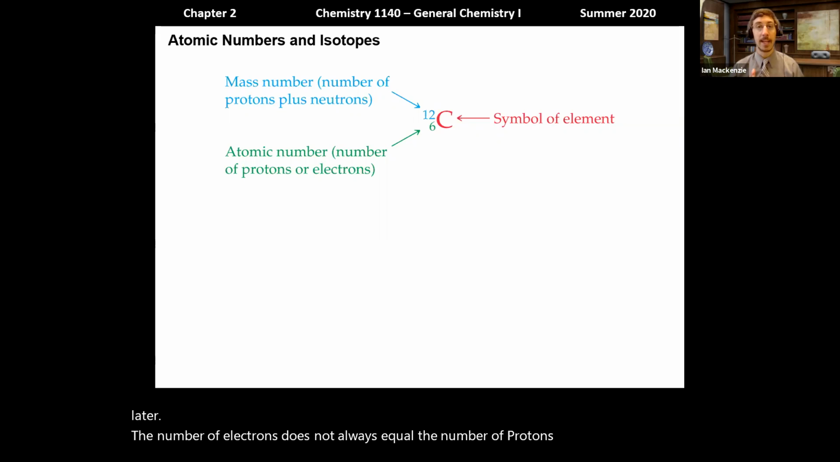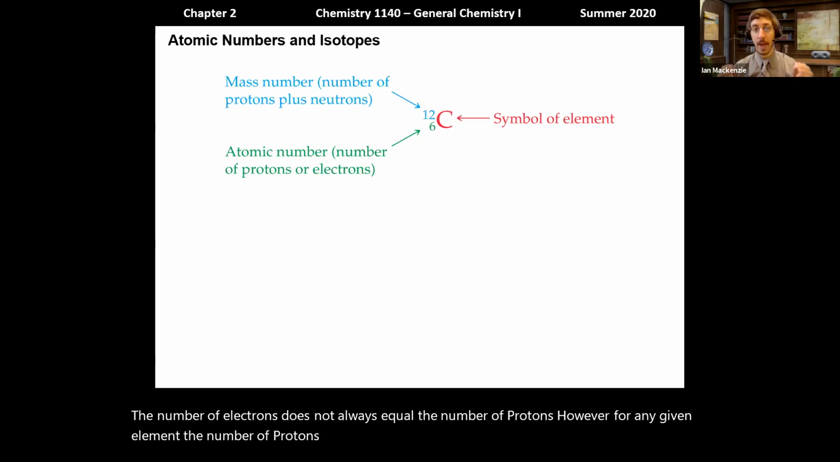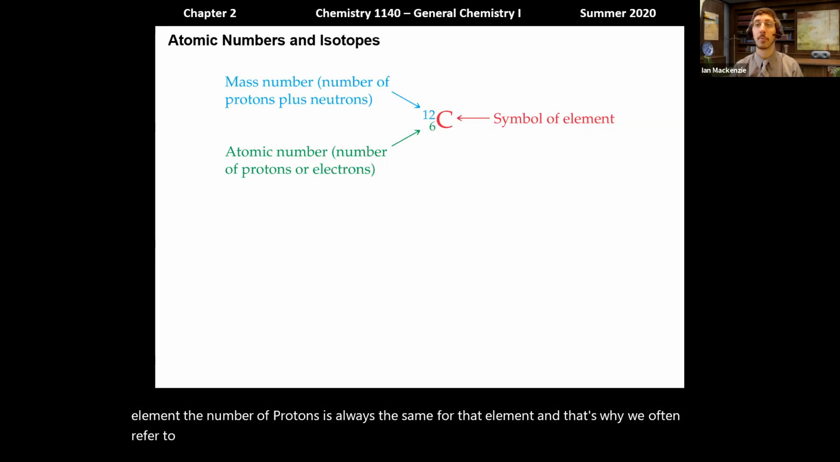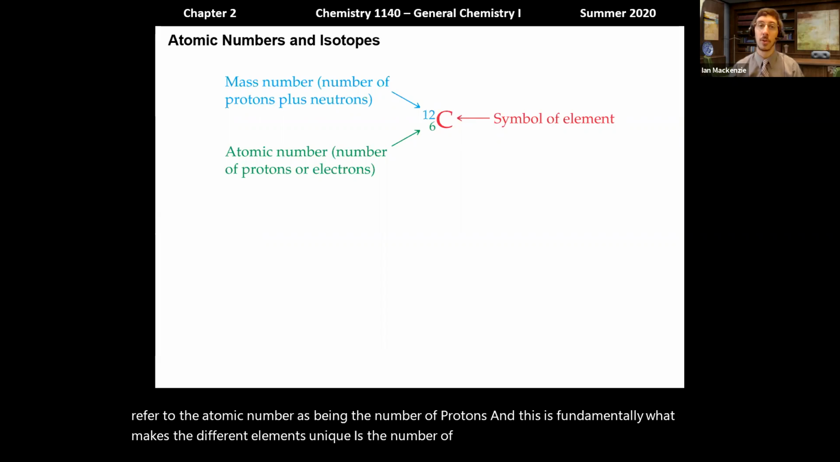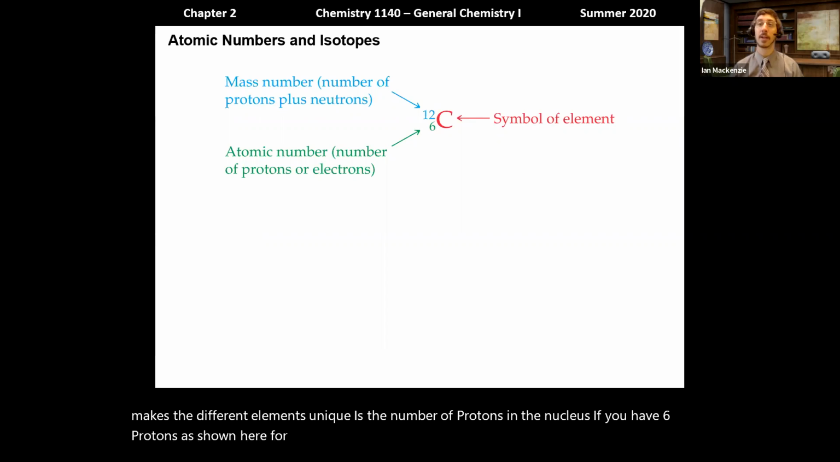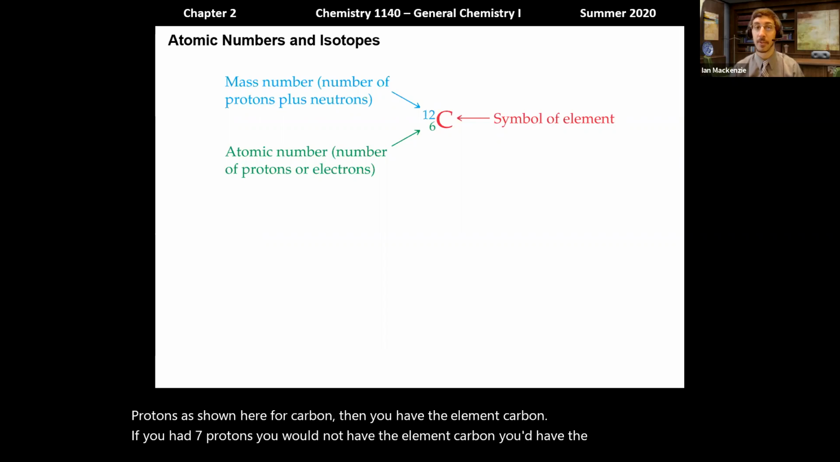However, for any given element, the number of protons is always the same for that element. That's why we often refer to the atomic number as being the number of protons. And this is fundamentally what makes the different elements unique, the number of protons in the nucleus. If you have 6 protons, as shown here for carbon, then you have the element carbon. If you had 7 protons, you would not have the element carbon, you would have the element nitrogen.